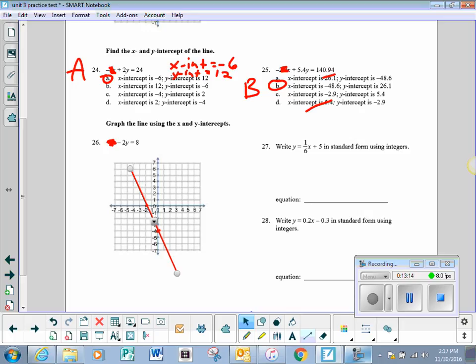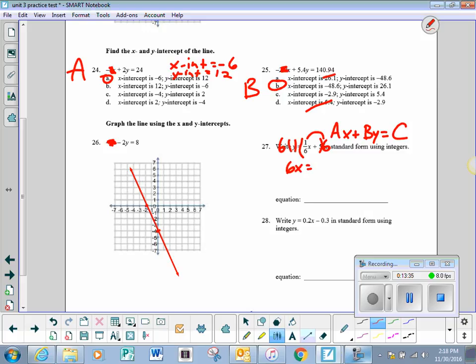Okay, standard form is in the form ax plus by equals c. A, b, and c need to be integers. A must be positive. So how do I make this so that there is no more fractions? I multiply by the denominator, 6. So I get 6y equals 6 times 1/6 x plus 30, is 6 times 5. And then I need to get x on the same side as y, so I have negative x plus 6y equals 30.